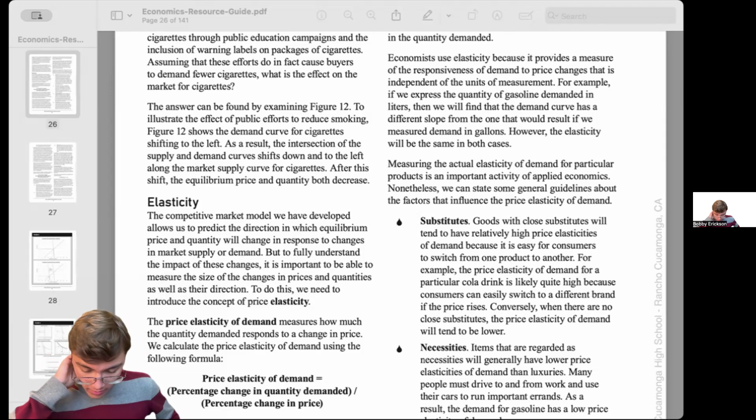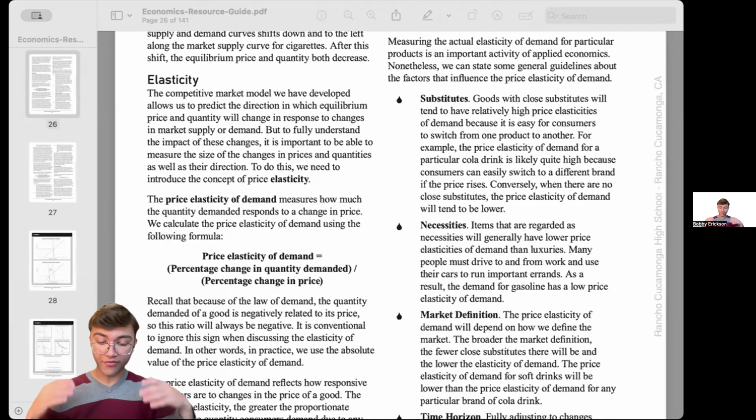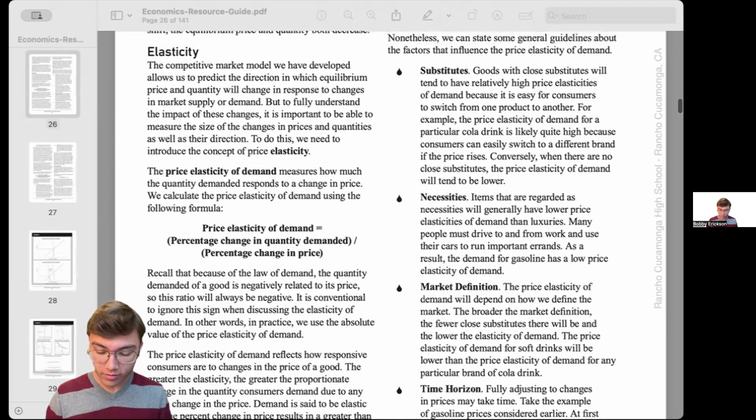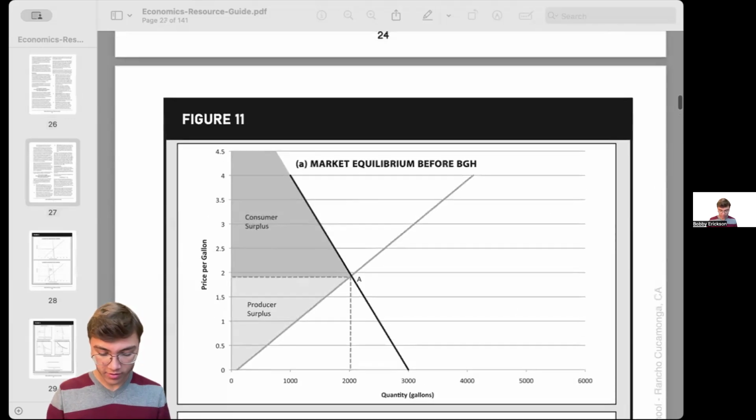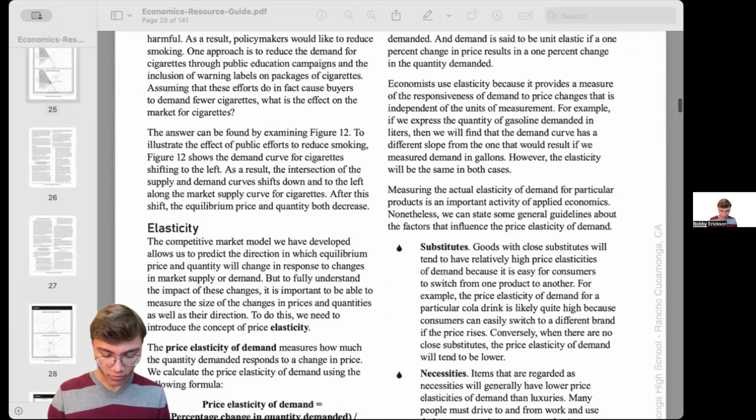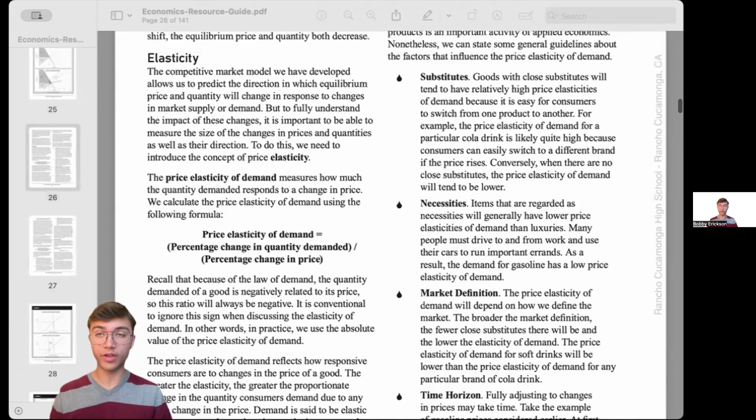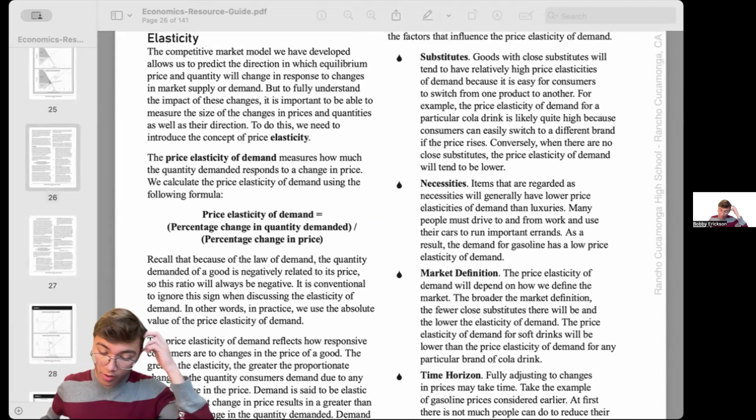And so we can actually see next what the factors are that influence the price elasticity. I'm going to go through them and then I'm going to explain them. So there's substitutes, necessities, market definition, and time horizon. It's important to realize that these are for the elasticity of demand only. We will get to the elasticity of supply later, but substitutes, necessities, market definition, and time horizon all have to do with the price elasticity of demand specifically.